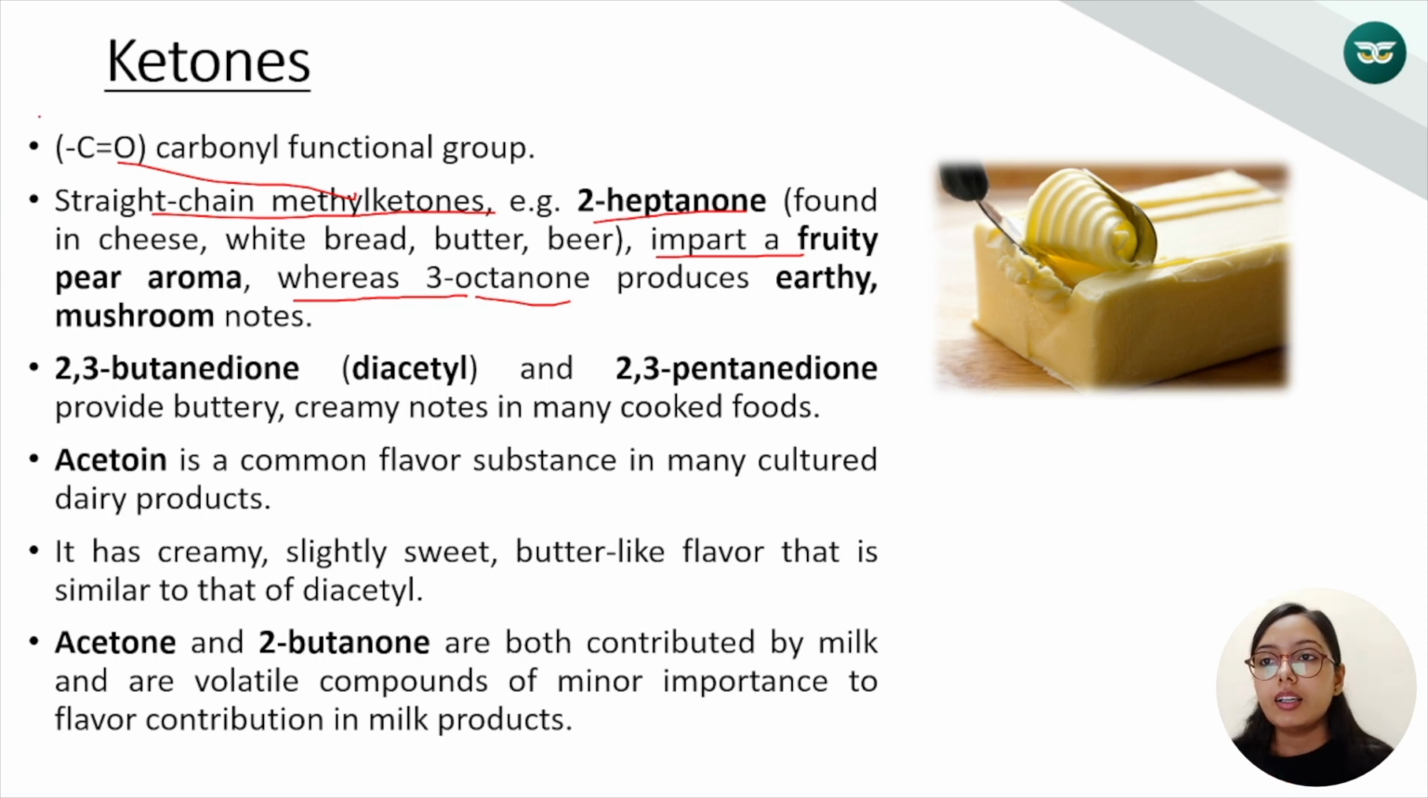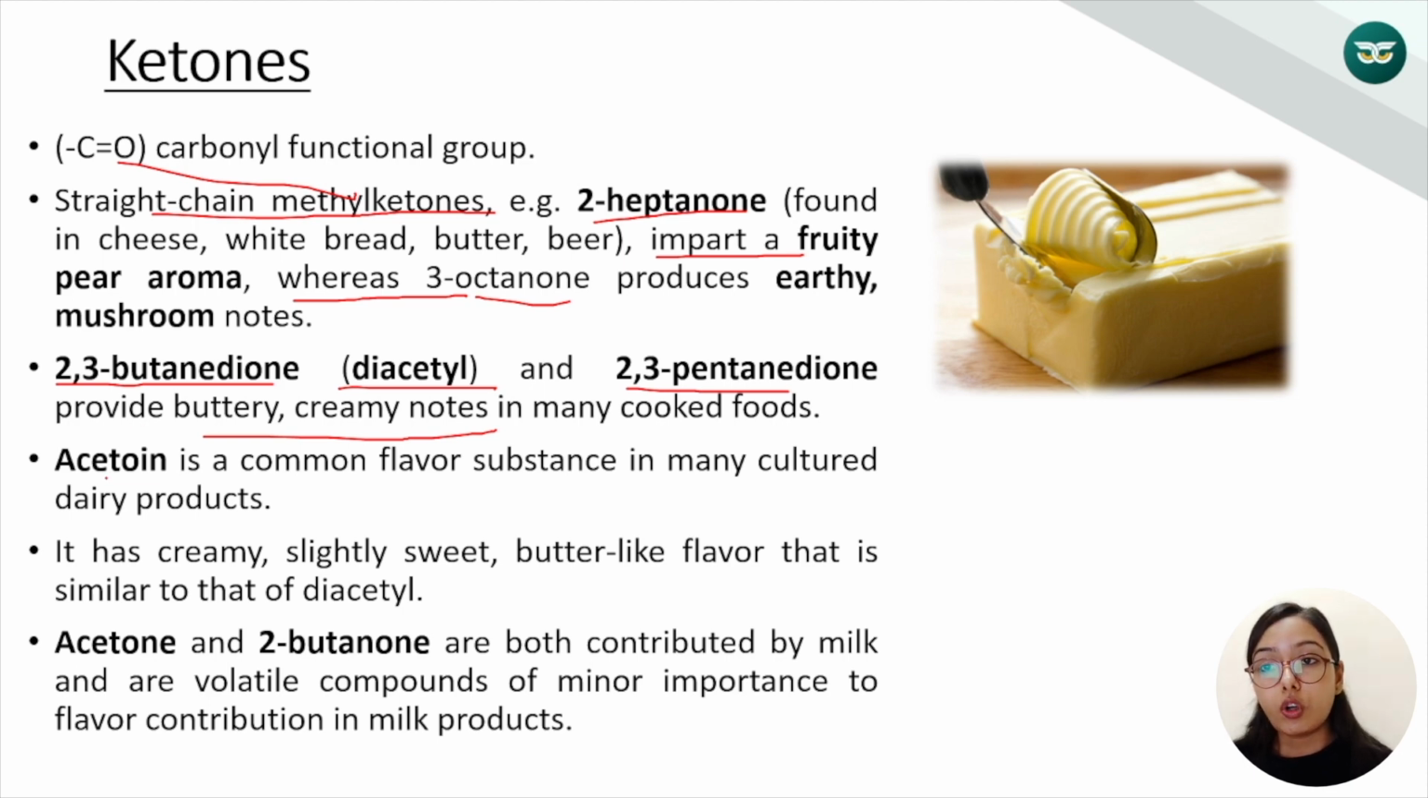Then there are certain other ketones such as 2,3-butanedione, which is also called diacetyl, and 2,3-pentanedione, which provide a buttery, creamy note in many cooked foods. So again, whenever we are talking about buttery and creamy flavor, it means ketone. Diacetyl, the typical flavor of butter, is because of a ketone, which is 2,3-butanedione.